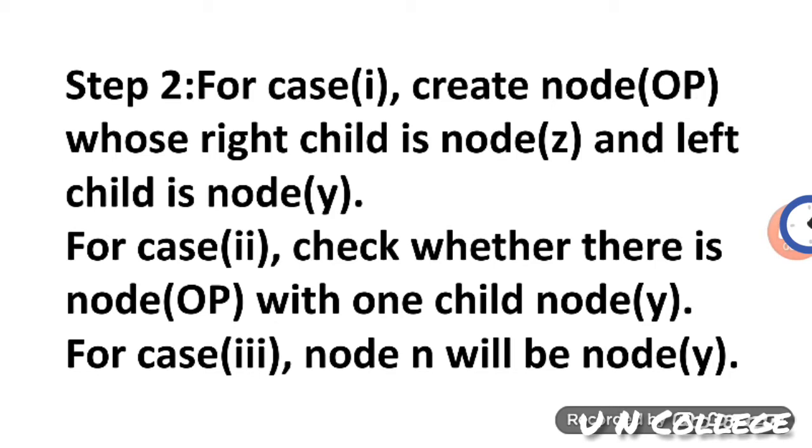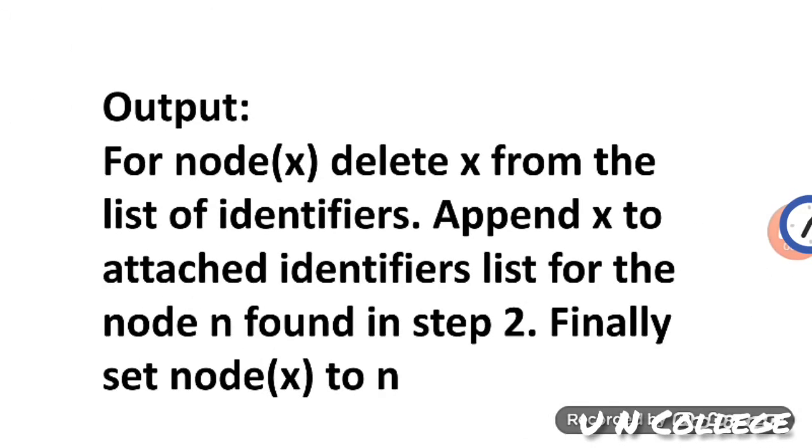At step 2, for case 1, create node operator. Here OP is representing the operator whose right child is node z and left child is node y. For case 2, check whether there is a node operator with one child node y. For case 3, node n will be node y. In this way, the methodology is implemented.